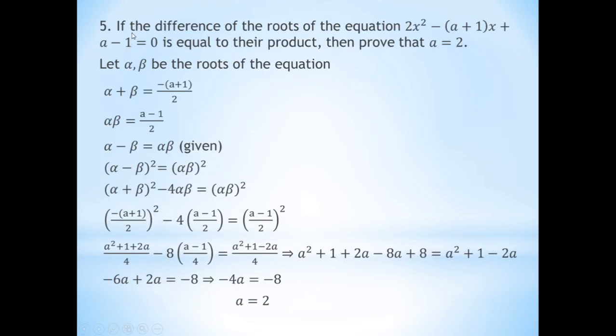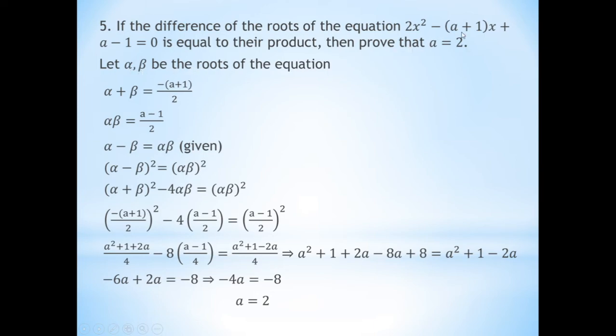Sum number 5. If the difference of the roots of the equation is equal to the product of the roots, prove that a is equal to 2. Okay, so we have to take two roots. The difference of the roots is equal to the product of the roots. I'll explain that. I have taken alpha and beta to be the roots of the equation.